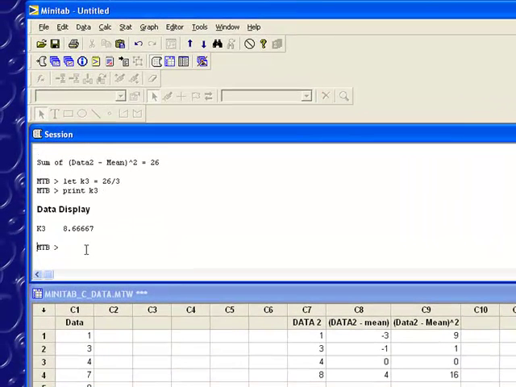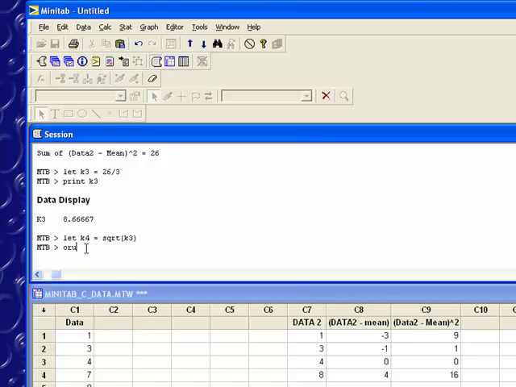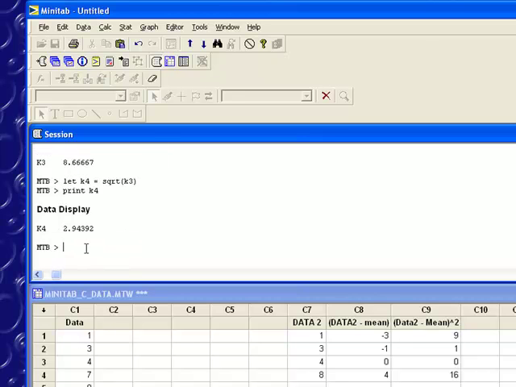And to do the standard deviation, we'd say, let K4 equal the square root of K3. Print K4, and there you have the standard deviation. And that's how you use Minitab to help you get the standard deviation, if you had to show step by step what you needed.